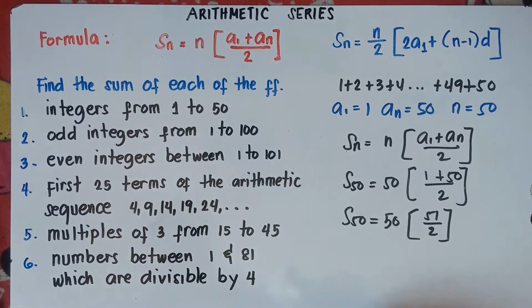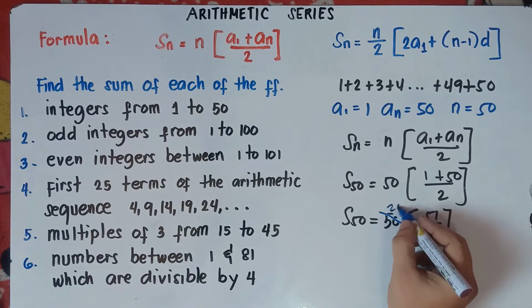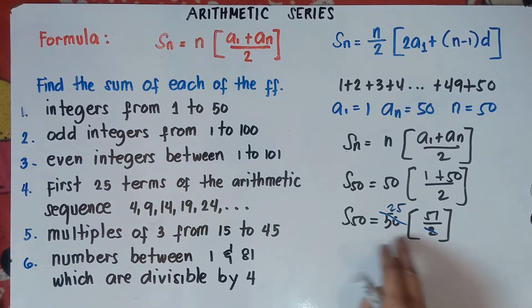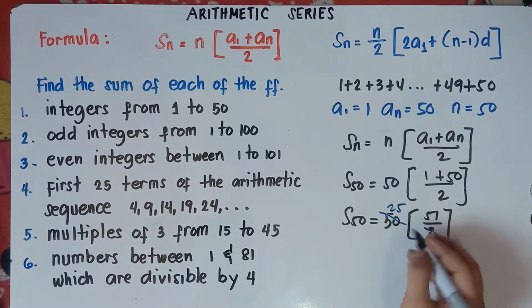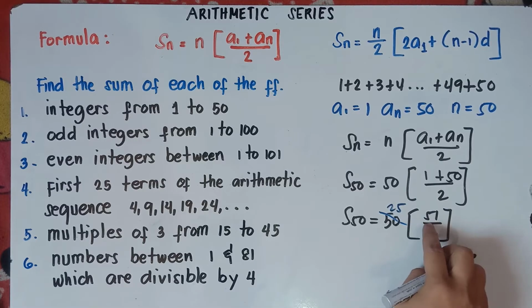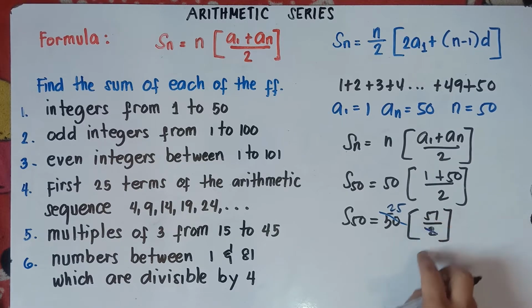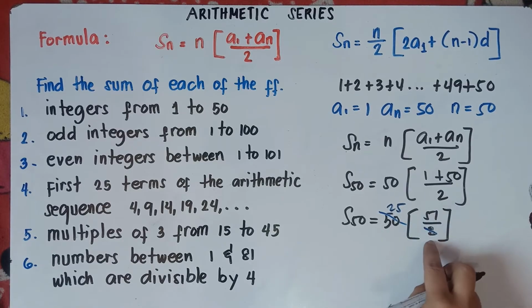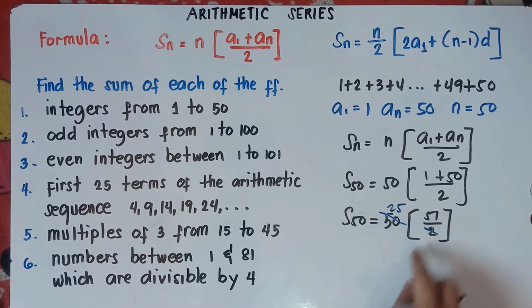In this part, class, you can multiply 50 by 51 and then divide it by 2. Or we can cancel: since 50 is divisible by 2, we can divide 50 by 2, which is 25. It's better, class, if you can reduce so that you have smaller numbers that are easy to multiply. If you multiply 50 and 51, you will have large numbers, and then you divide by 2, you will actually get the same answer. 50 times 51 divided by 2 is the same as 25 times 51.